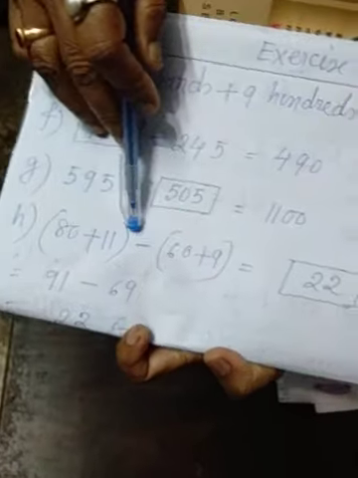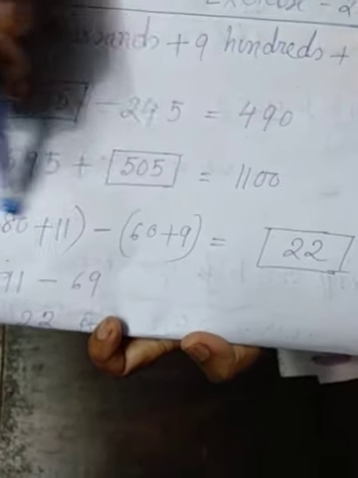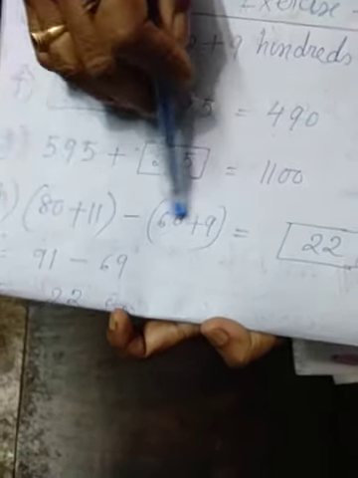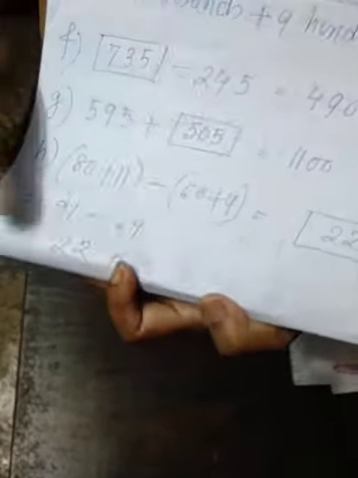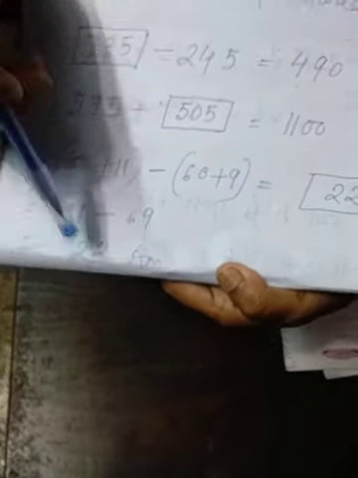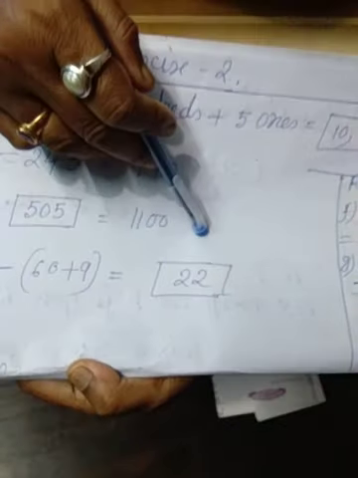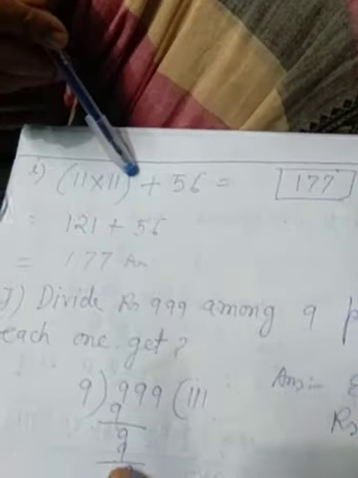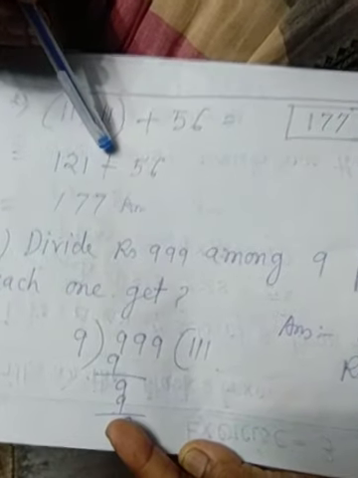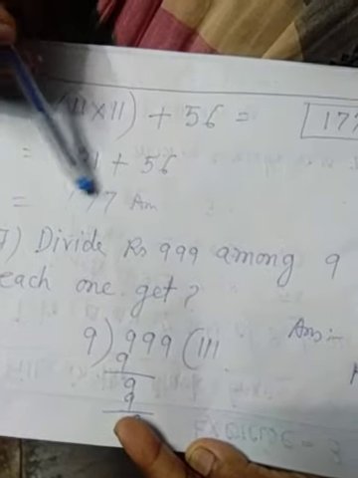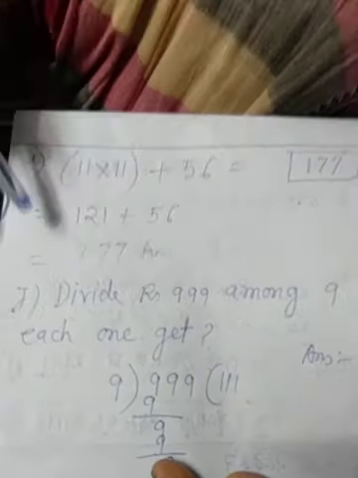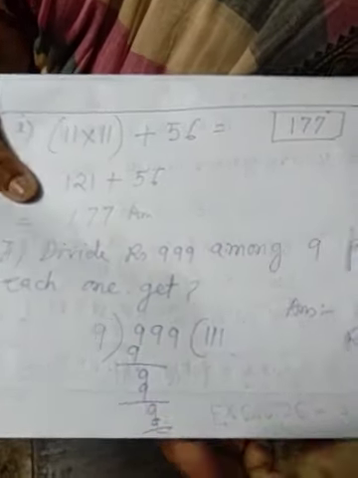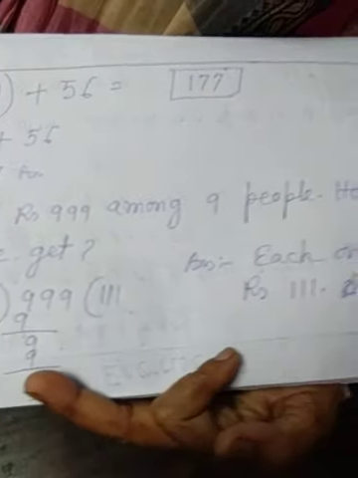H. 80 plus 11 minus 60 plus 9. 80 plus 11 is 91, minus 60 plus 9 is 69. 91 minus 69 is 22. So write 22 in the box. Okay. I. 11 into 11 plus 56. 11 into 11 is 121, plus 56. So 177. Okay.